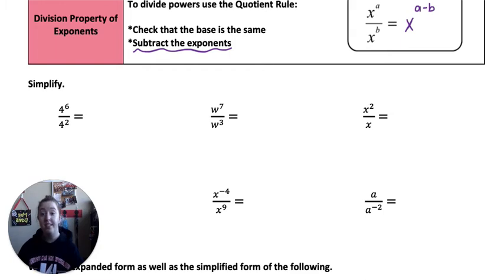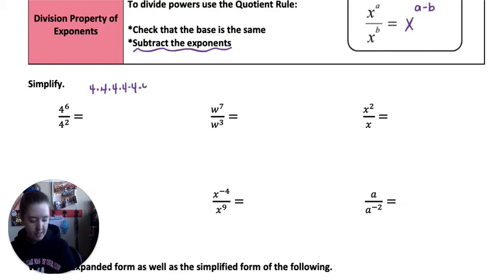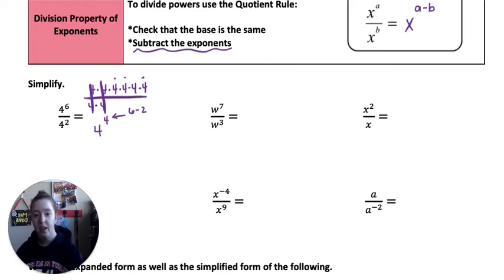So we have 4 to the 6th divided by 4 squared. So we can think about this as 4 times 4 times 4 times 4 times 4 times 4 divided by 4 times 4. Those 4's cancel out. So I am left with 4 to the 1, 2, 3, 4th power. Or you could have said, all right, my base is 4, and then we'll take 6 minus 2. Go ahead and try the next one.